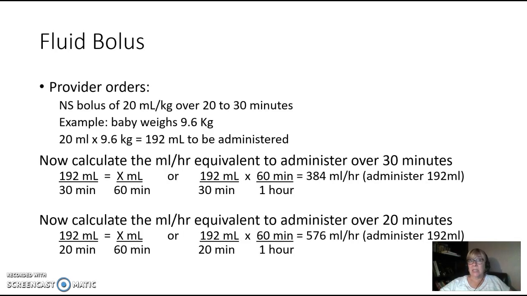But when 192 have gone in, we turn our pump off. Maybe we want to give it a little faster. Instead of that 192 over 30 minutes, we set it over 20 minutes. Again, you can set up ratio, you can set up dimensional, but that's equivalent to 576 mLs per hour. You set it to give that much per hour, but after 20 minutes, when 192's gone in, you go in, you turn it off. And that is medication math for pediatrics.